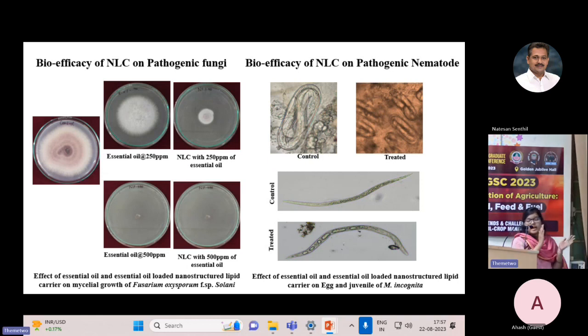Now, with the help of dry lab experiments and wet lab experiments, we confirm that volatile bioactives can be encapsulated with the help of NLCs, that is, nanostructured lipid carriers. But all of this is to improve plant health, right?